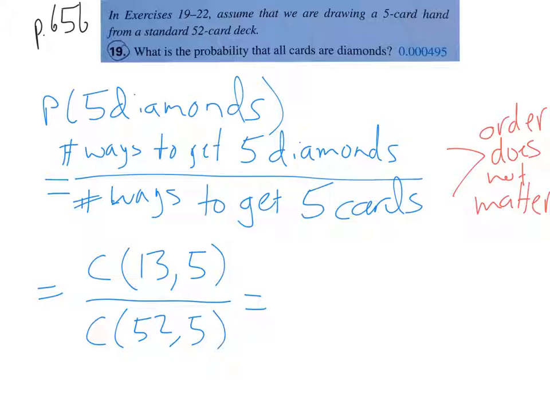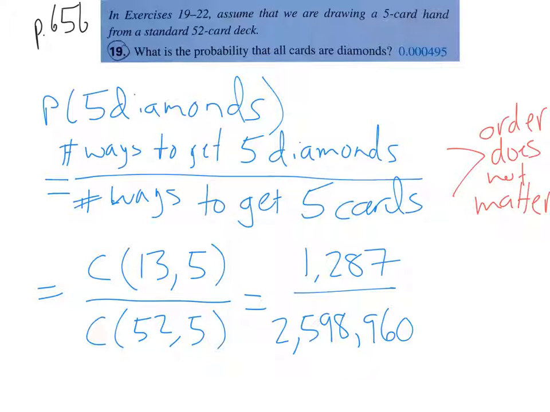And if you throw these in a calculator, we talked about this in 12.3. You go to math, probability, and choose your nCr. So on the top you should get 1,287. On the bottom you should get some huge number, 2,598,960. And it turns out this reduces to 33 out of 66,640.